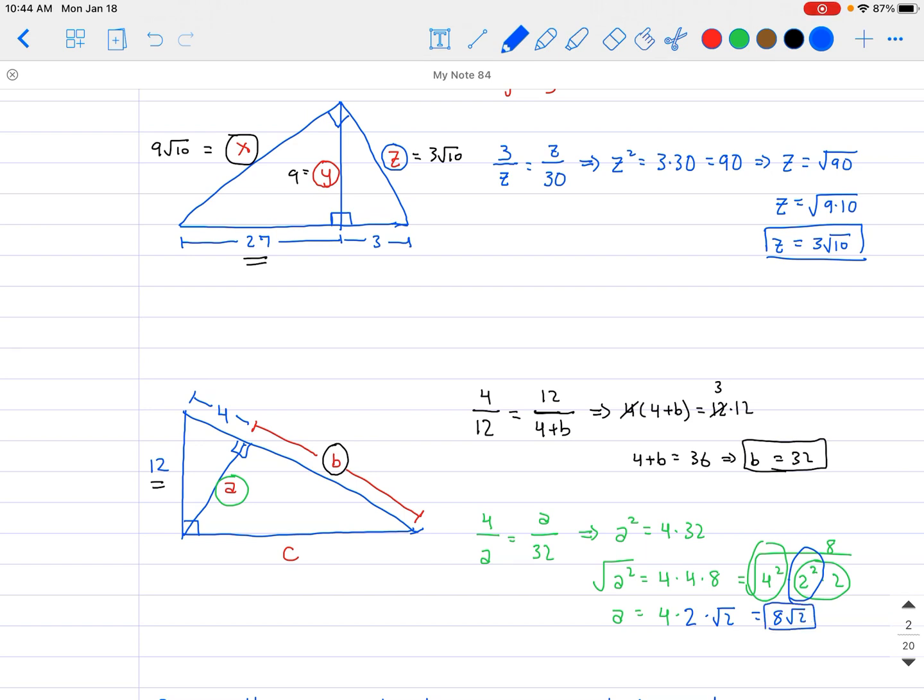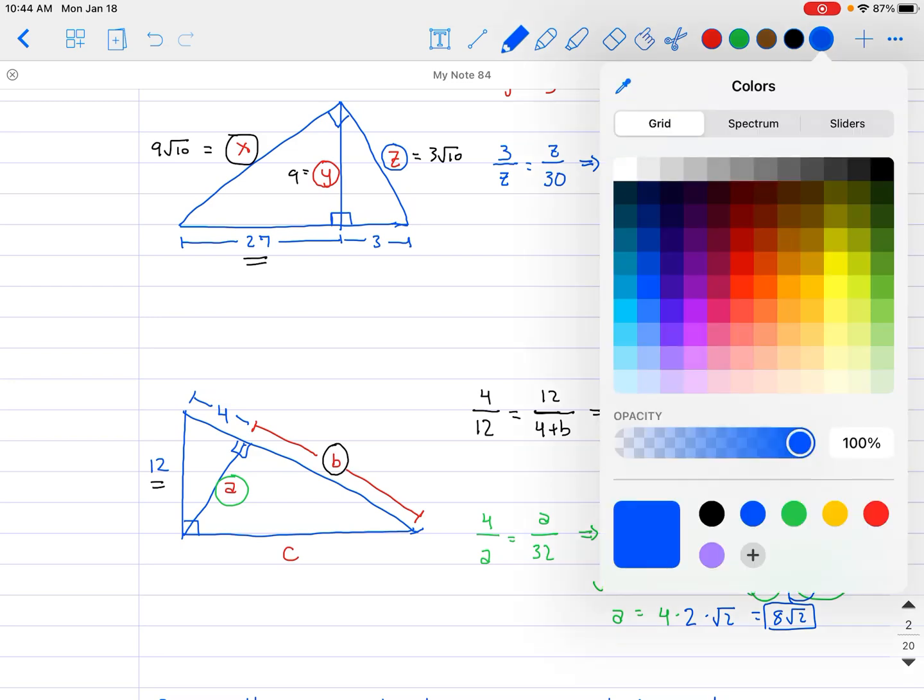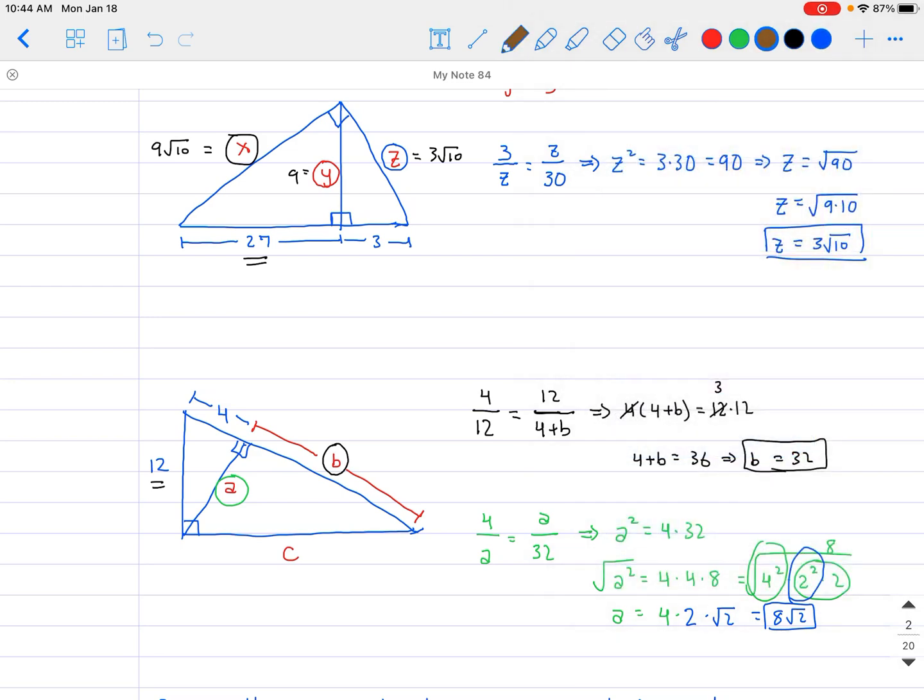Okay. Finally, we'll go ahead and set up the last one, which is going to be c. So let's see. I'm going to go ahead and use maybe gray for this one. Or actually, green for this one.